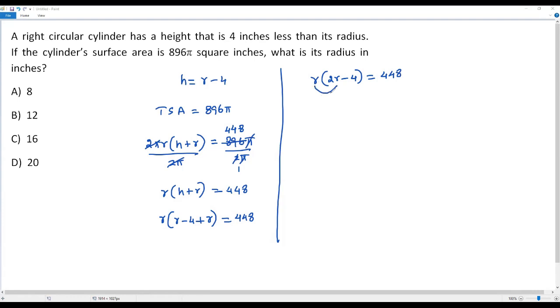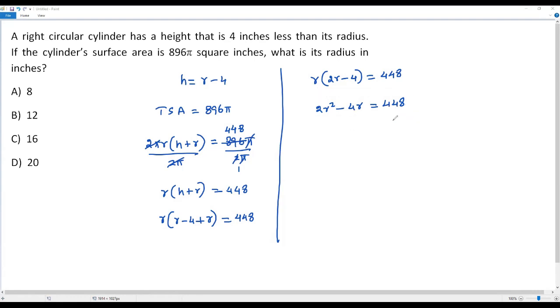Now we can distribute this r to 2r and negative 4. When I multiply r and 2r, I am getting 2r squared. When I multiply r and negative 4, I am getting negative 4r, equals 448. Here we have a quadratic equation in r. Let's get this one in standard form.